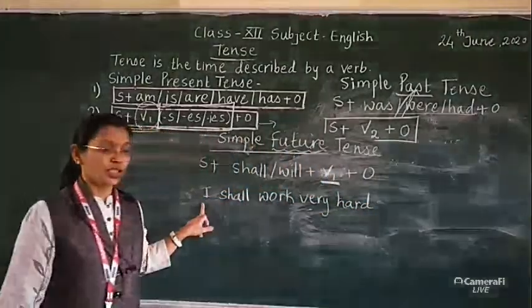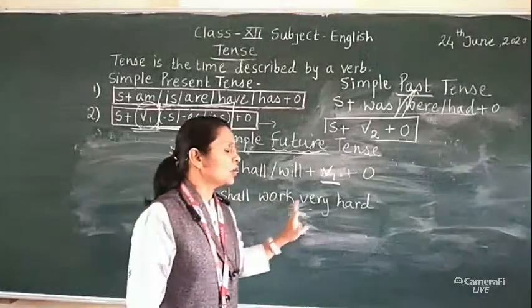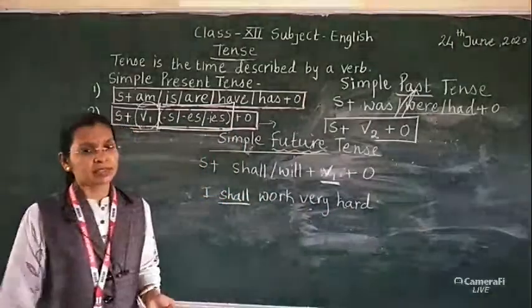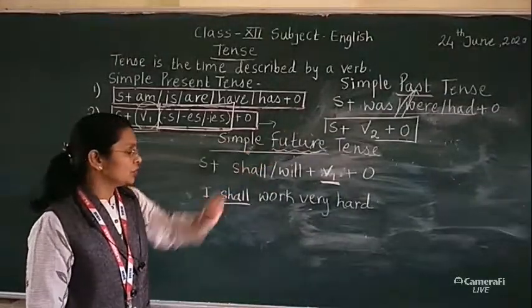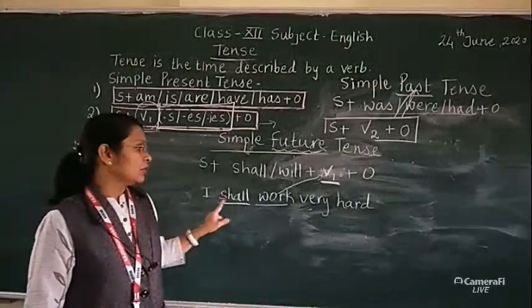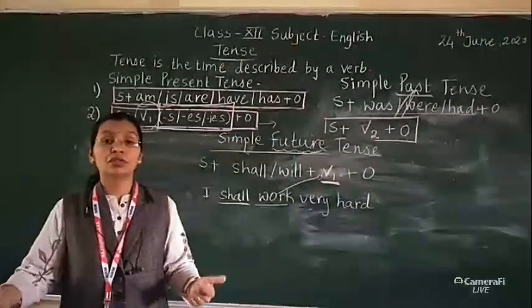Pay attention here. What is my sentence? I shall work very hard. So shall represents the future tense, right? Shall represents the future tense. Work is an action verb. So, me very hard. I shall work very hard.